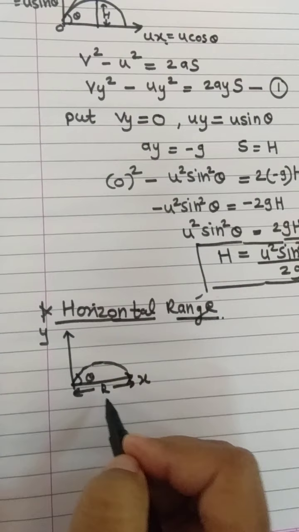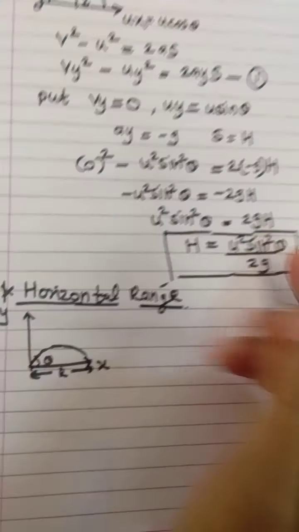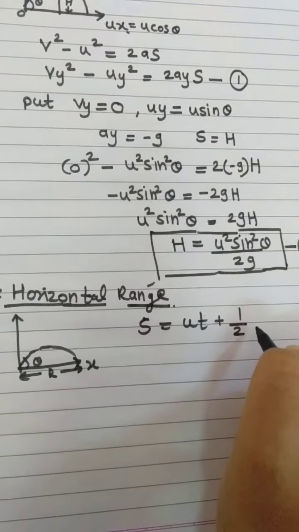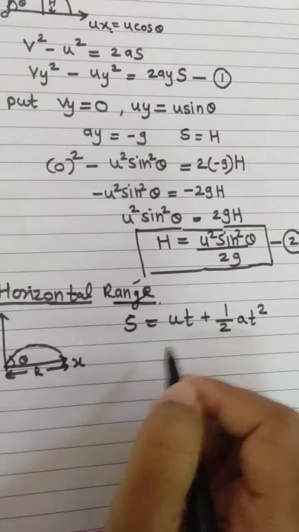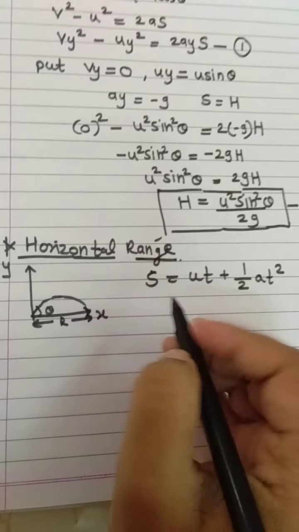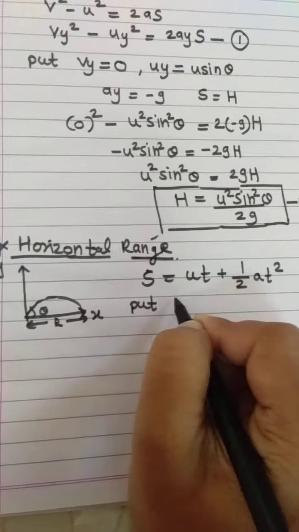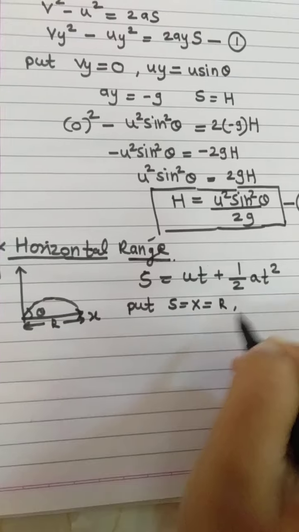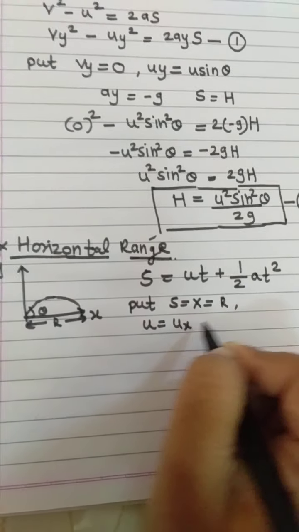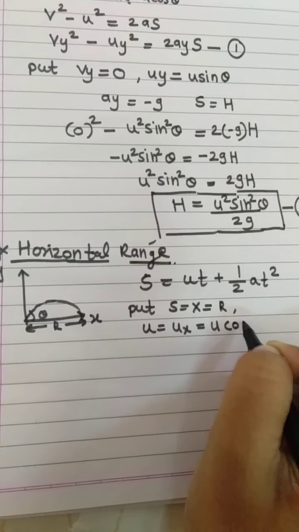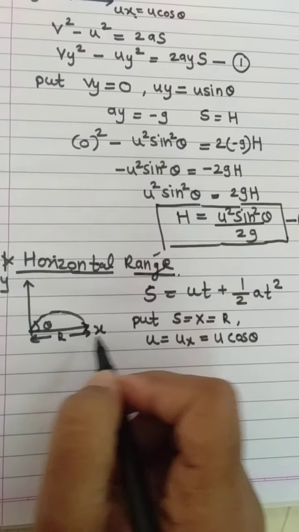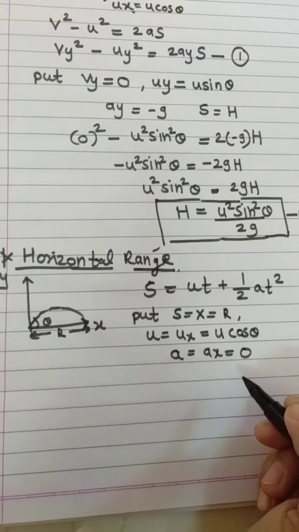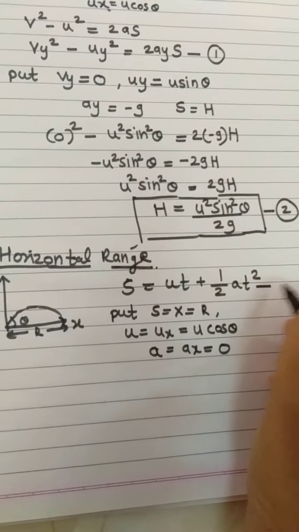So we have to find the formula for capital R. For that we are considering the second kinematical equation, that is s is equal to ut plus half at square. We can write this equation in terms of x. So we will put s is equal to x, and I am considering it as R. Instead of u you can put ux, that is u cos theta, as you know it is the horizontal component. Instead of a you can put ax, and you know that ax is 0.